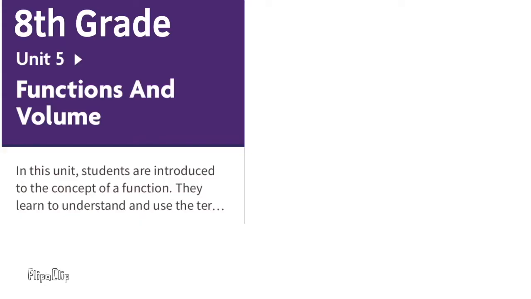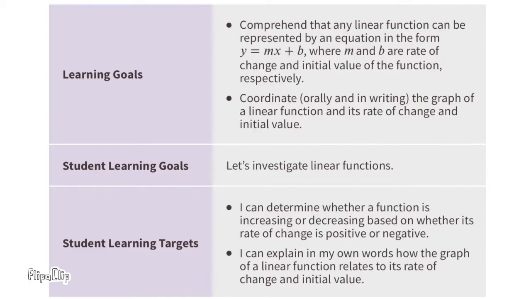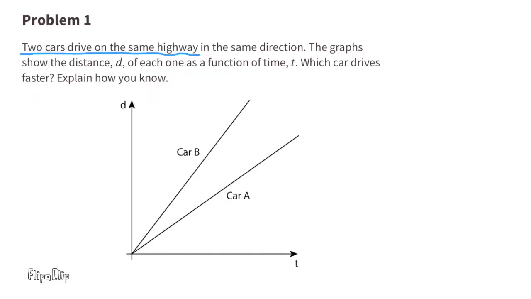Eighth grade, Unit 5, Lesson 8, Linear Functions. Problem number 1. Two cars drive on the same highway in the same direction. The graphs show the distance d of each one as a function of time, t. Which car drives faster? Explain how you know.